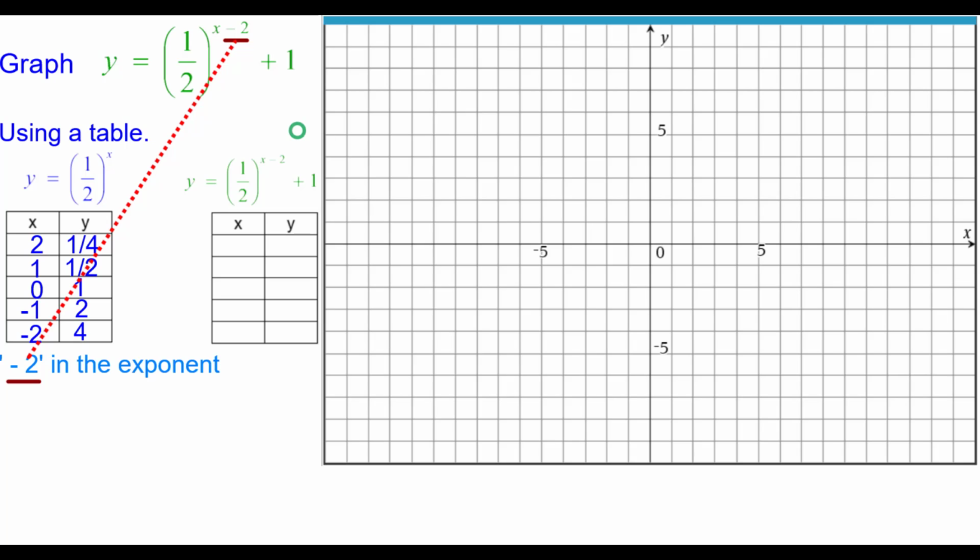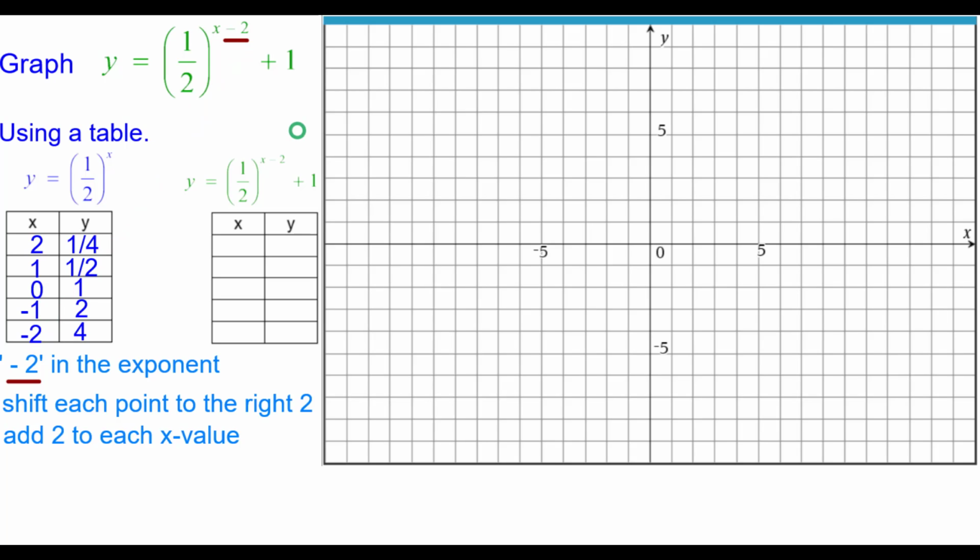The minus 2 inside the exponent shifts each point to the right 2, so we have to add 2 to each x value to shift it to the right. So 2 plus 2 would be 4. 1 plus 2 would be 3, and so on. Press pause as needed anytime.